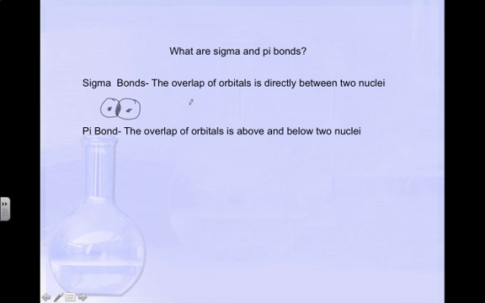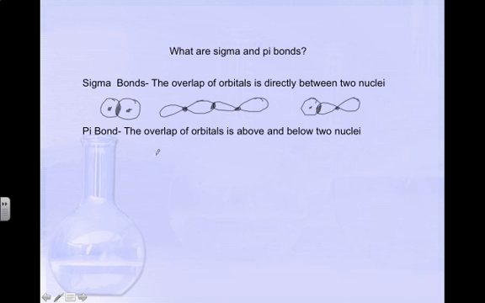You can also have a P and a P overlap like this. So remember, a P is a dumbbell shape. Here's a nucleus. Here's another p orbital. And then here's our overlap in the middle. So that's where the 2 electrons would be. And it's still in between 2 nuclei. And then you can also have an S and a P. So here's our sphere. There's our dumbbell, 2 nuclei. There's our overlap. So that's a sigma bond. It's in between 2 nuclei.